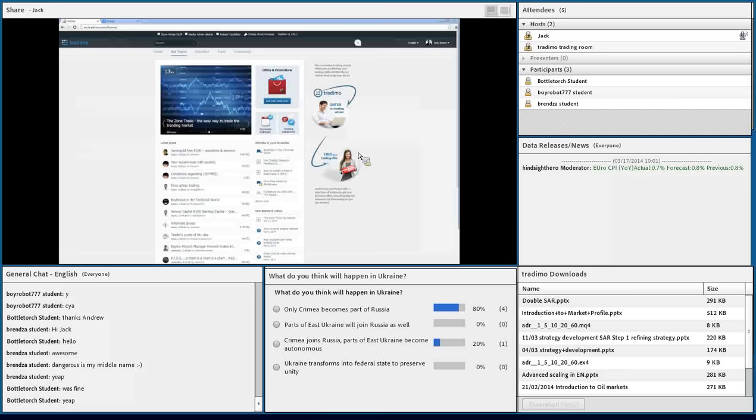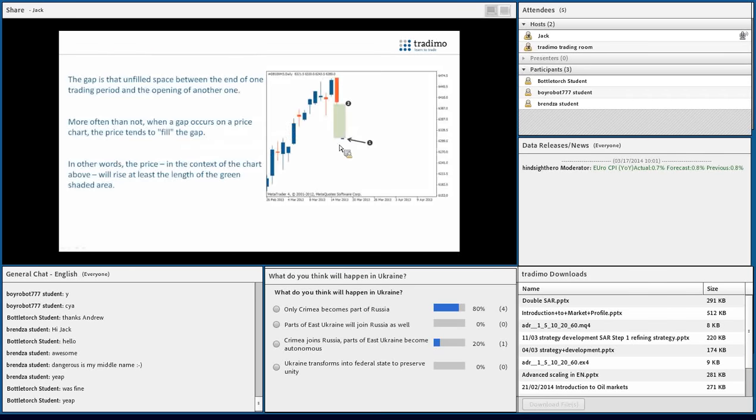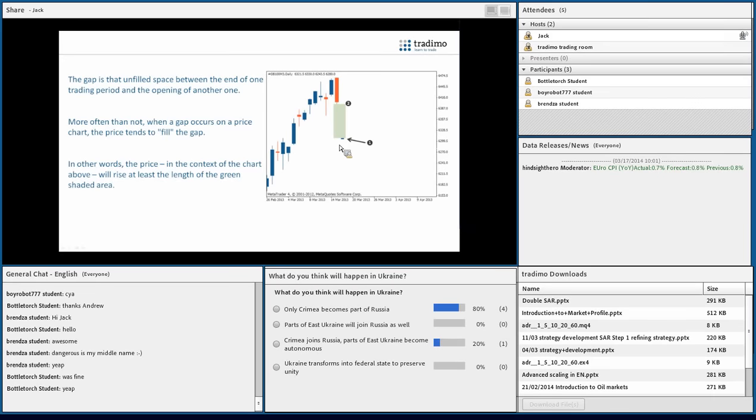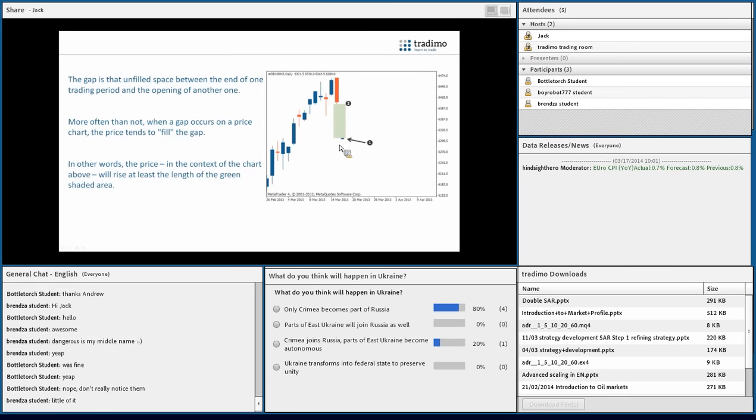So tonight, guys, I thought we'd have a little bit of an introduction to gap trading, developing a strategy for gaps. How many of you have actually traded with gaps before in the past? Brenda or anyone of you, have any of you traded with them before? Because it's okay if you haven't. A little bit.